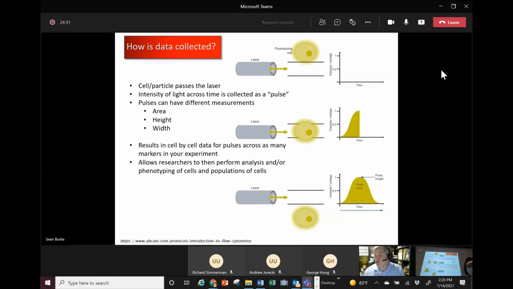And that's the measurement. The pulse area is just the measurement of how much light came off of this cell when it went past the laser.